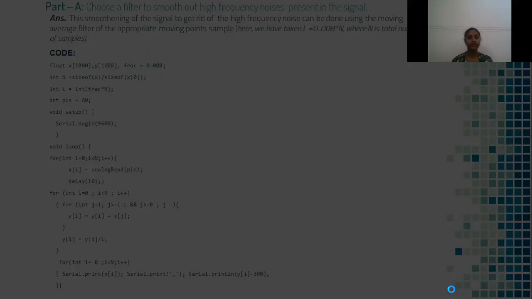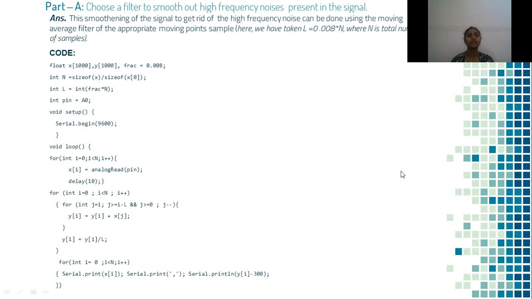So let's go to the experiment questions. Choose a filter to smooth out high frequency noises present in the signal. As we have already discussed, to eliminate high frequency noises, we have to use the moving average filter, which averages over a certain number of samples, that is L samples, and gives the output as a single sample where the high peaks can be reduced or made blunt.